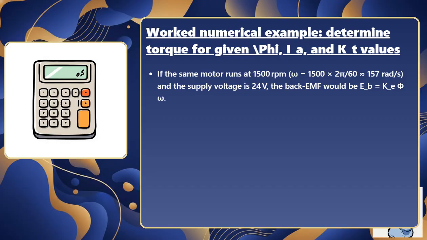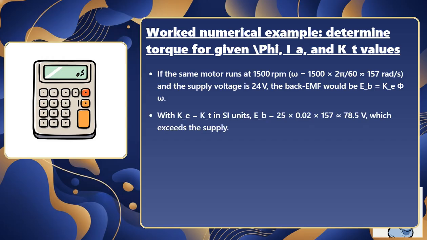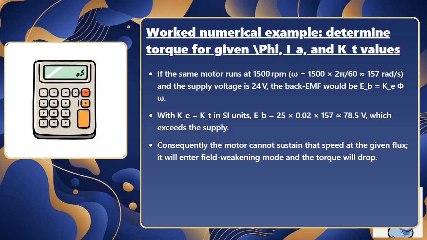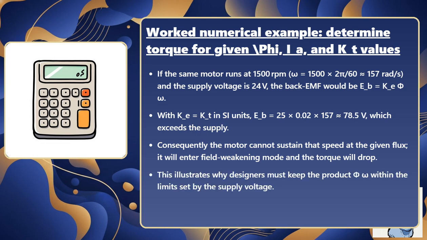The back electromotive force would be EB equals KE phi omega. With KE equals KT in SI units, EB equals 25 times 0.02 times 157, approximately 78.5 volts, which exceeds the supply. Consequently, the motor cannot sustain that speed at the given flux. It will enter field weakening mode and the torque will drop. This illustrates why designers must keep the product phi omega within the limits set by the supply voltage.